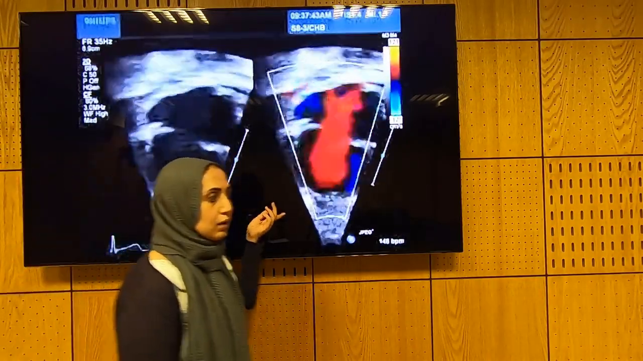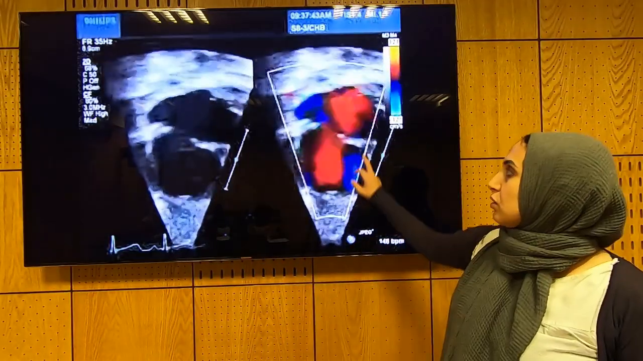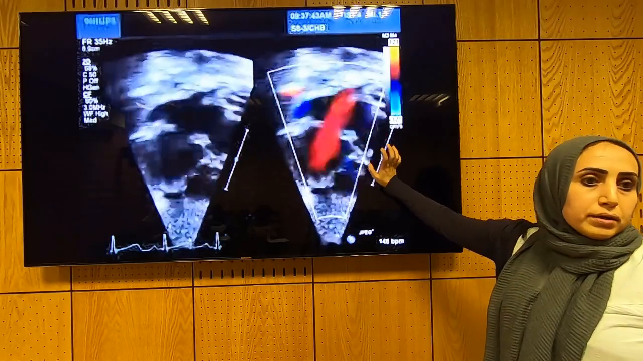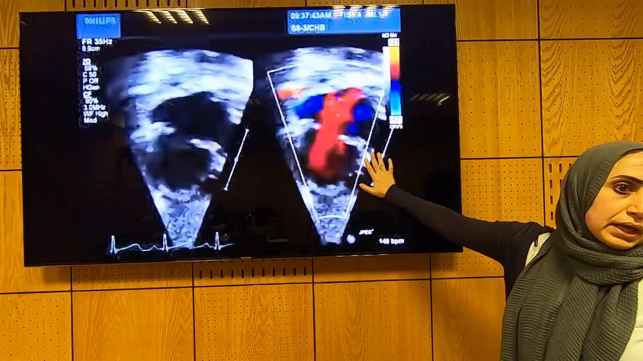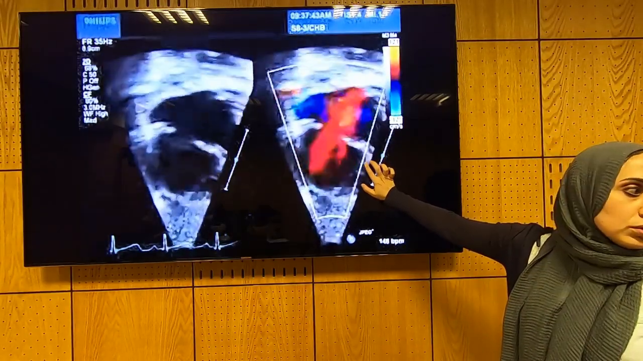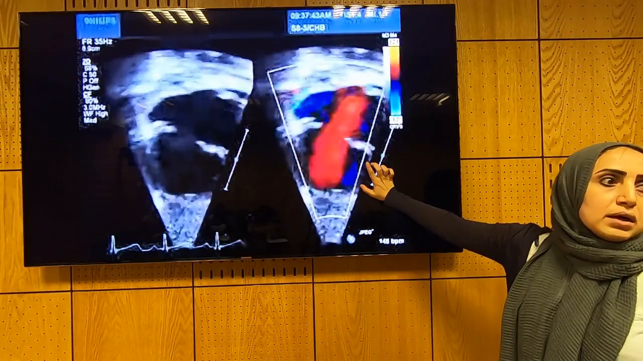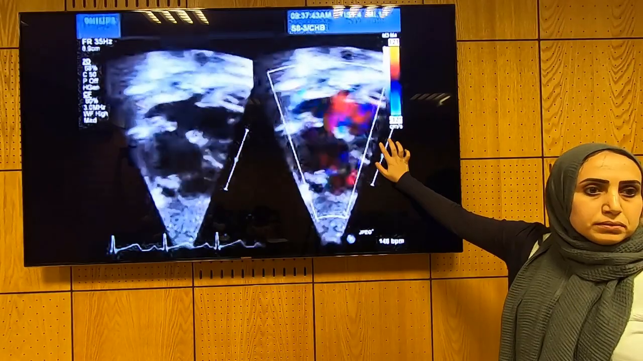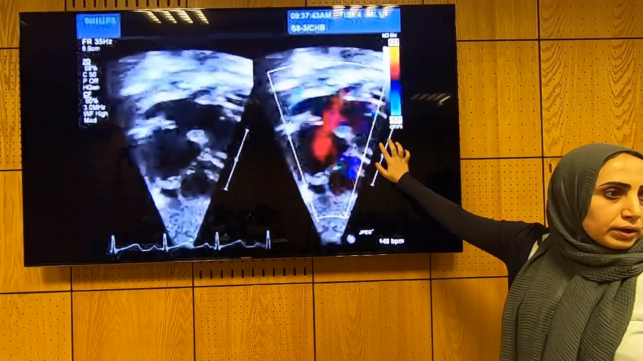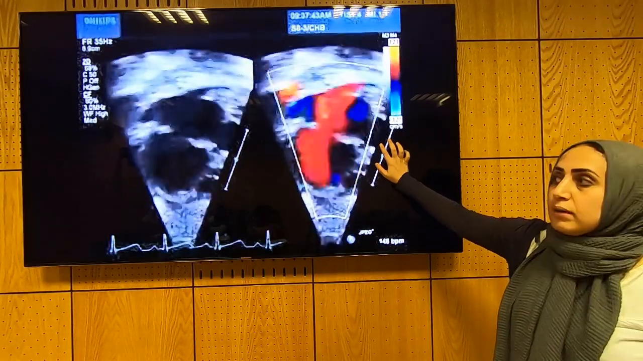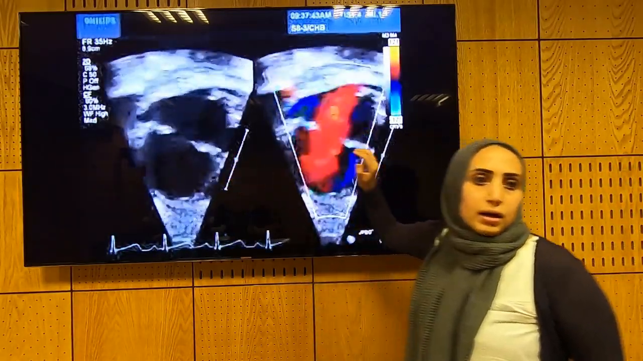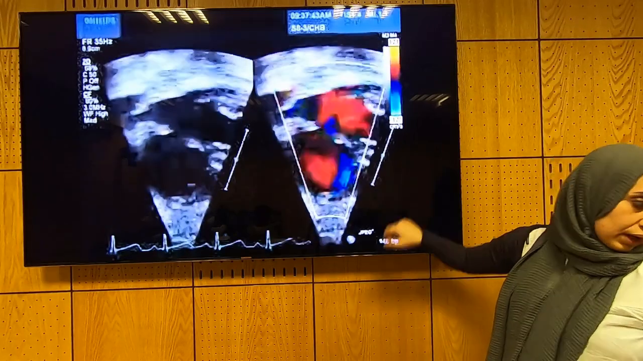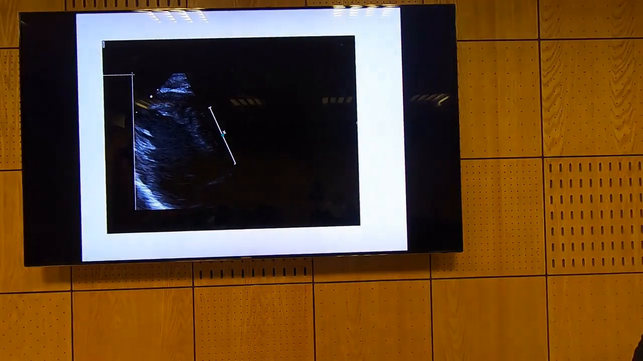Then we have here a confirmation that this is a real connection between both of them. We have a flow. And which color is the flow encoded? Red. So it means it's coming towards or away from the probe? Towards the probe. Towards the probe means it's coming from which atrium to which atrium? Left to right. So in this view, we have an ASD, we can measure it, and that ASD is shunting left to right. This is great. Okay.